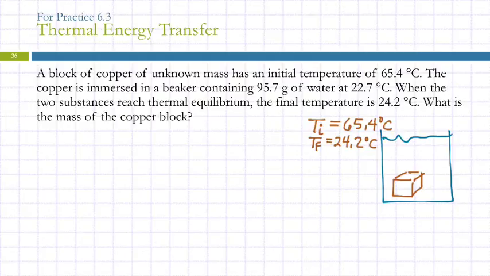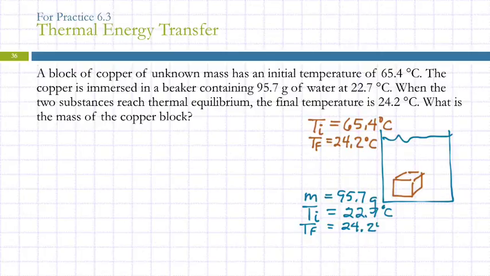So let's write down what we know about the water. Well, we've got 95.7 grams. What's that? That's the mass of the water. Okay. What's the initial temperature of the water? 22.7 degrees Celsius. And what's the final temperature of the water? 24.2. It's the same. They both go to the same temperature. So I think we've used up all the numbers in there, right?